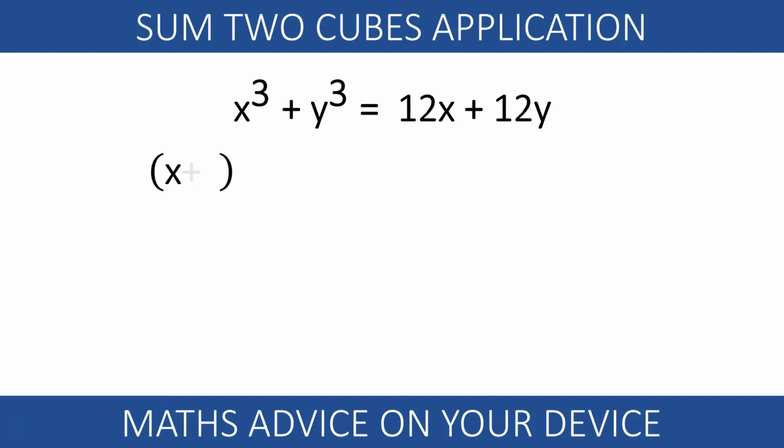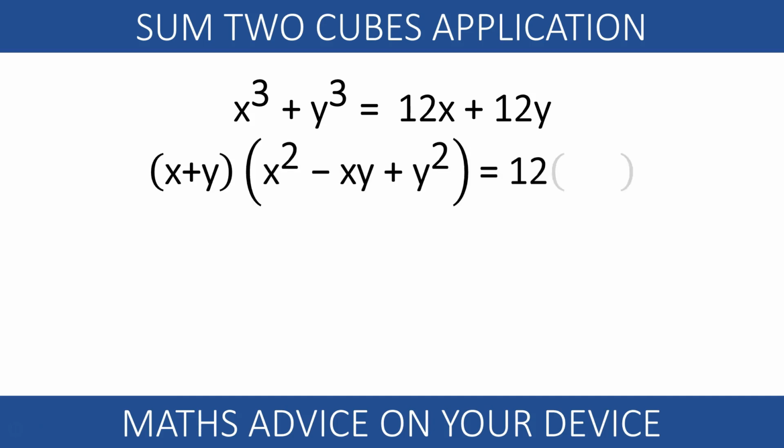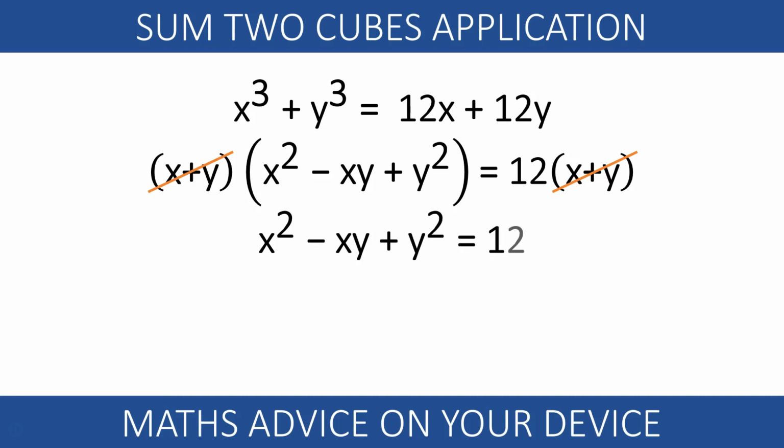We factorize both expressions. The sum of the cubes can be factorized as x plus y times x squared minus xy plus y squared. The good news is that x plus y is a common factor and we know it is not 0. So we can divide both sides by x plus y. And we end up with the equation x squared minus xy plus y squared equals 12.